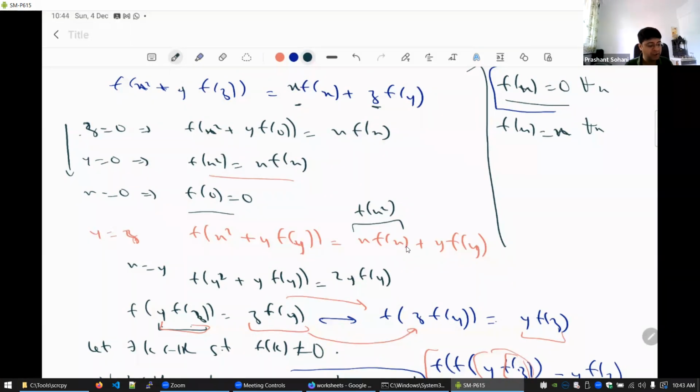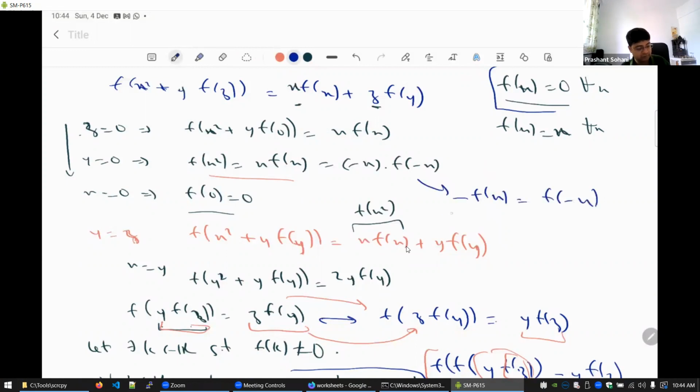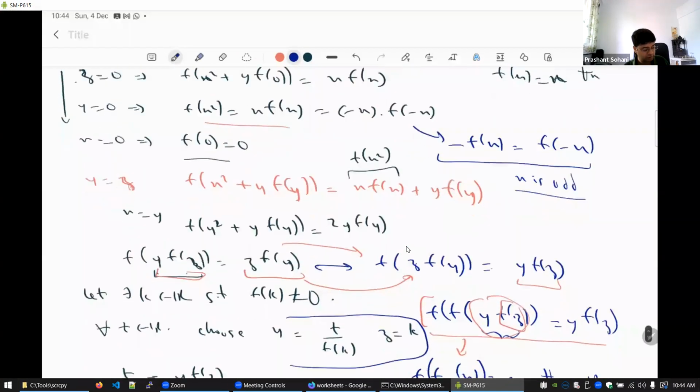One more thing that we can observe from this information, f of x square equal to x f of x. You see that instead of x, if I take minus x, of course f of x square will remain the same. So this is also equal to minus x times f of minus x. So do you see that f is what we call an odd function? Because basically this gives that minus of f of x is equal to f of minus x, for all real numbers x. So f is an odd function.